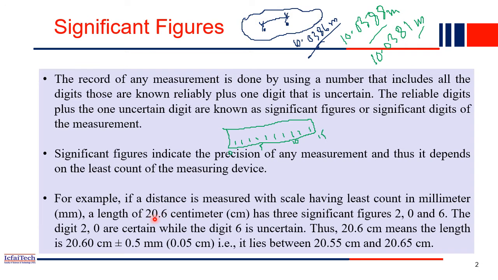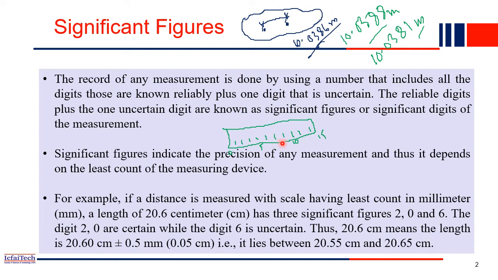So this one, 20 and 6. This number has three significant figures, right? That is 2, 0 and 6. These are three significant digits. The digits 2 and 0 are certain, while the 0.6, or the 6, is basically the uncertain one, as I mentioned. So 20.6 centimeter means the length is basically 20 centimeter plus minus 0.5 mm, or 0.05 centimeter, right? There will be that difference.